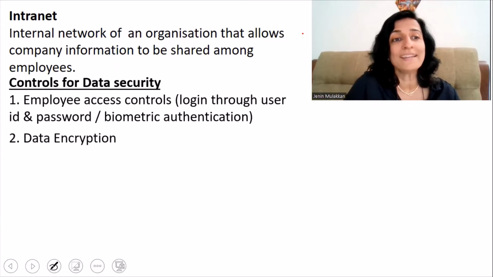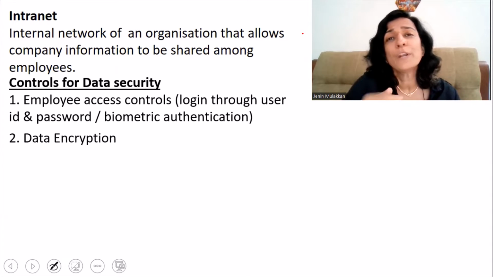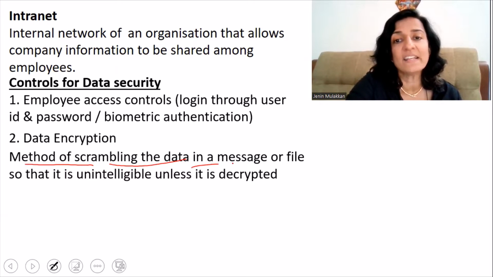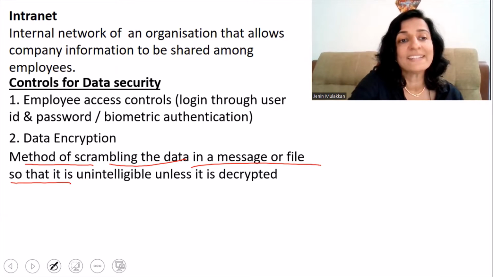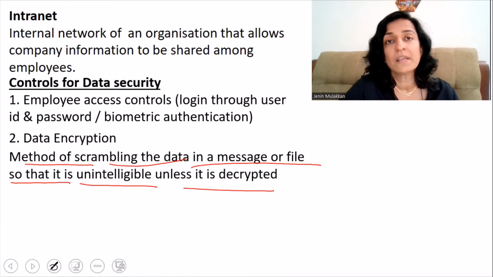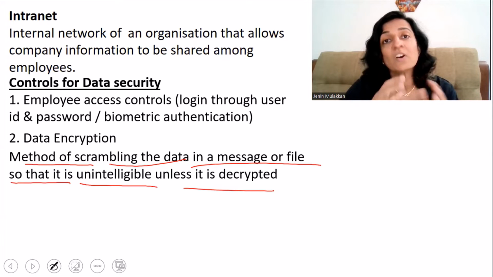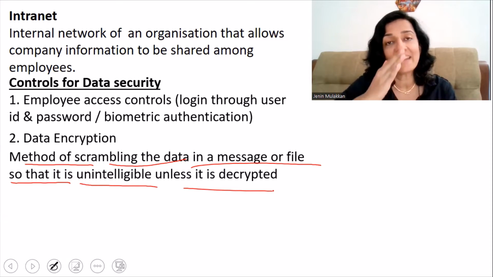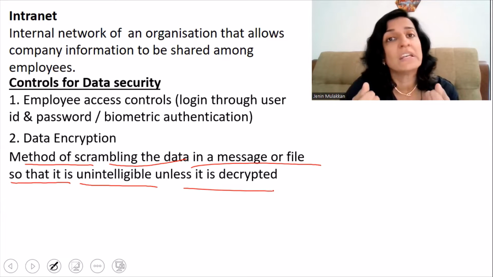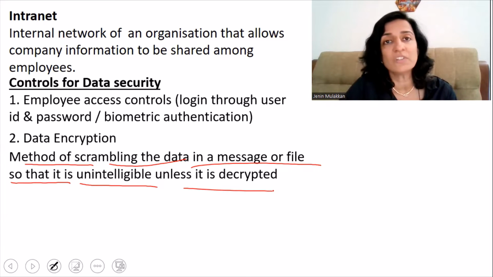Now, the second control is data encryption. What do you mean by data encryption? It is a method of scrambling the data in a message or file so that it is unintelligible unless it is decrypted. So whenever a data transmission takes place, the data is encrypted or scrambled, which means that any person who is intercepting the data will not understand what it means unless he has got the decryption key. So that is the second method which is employed.